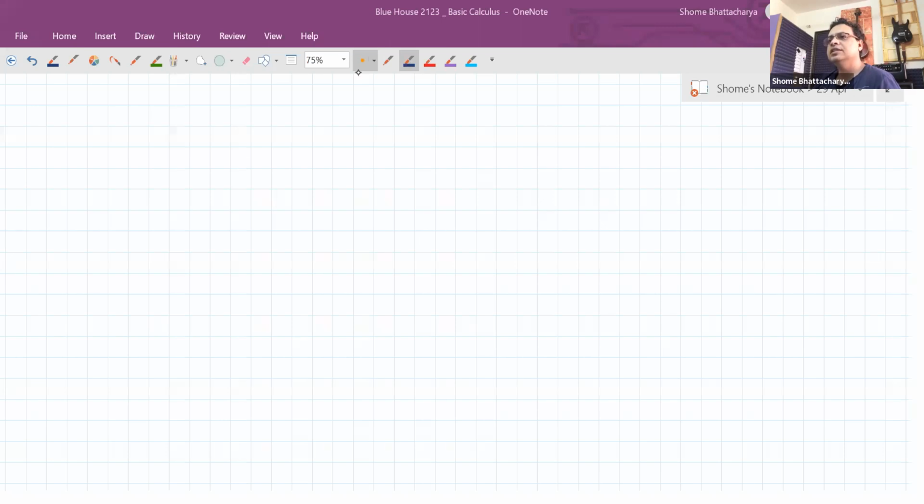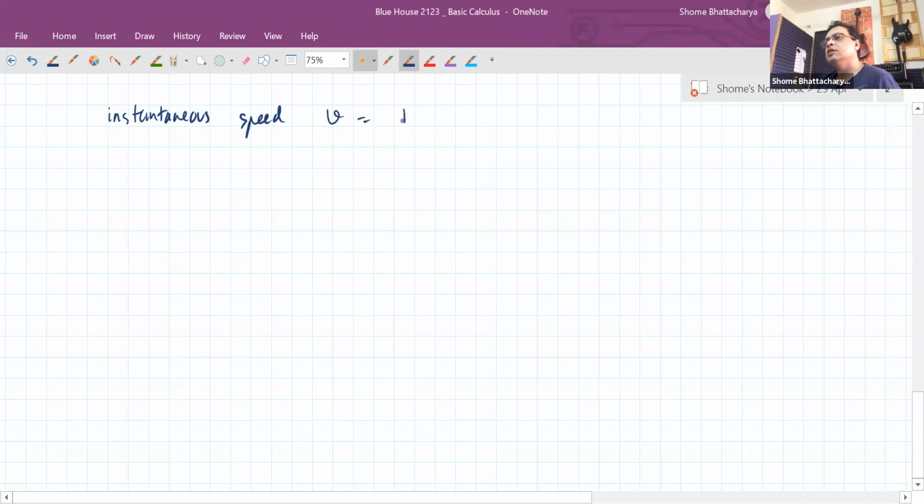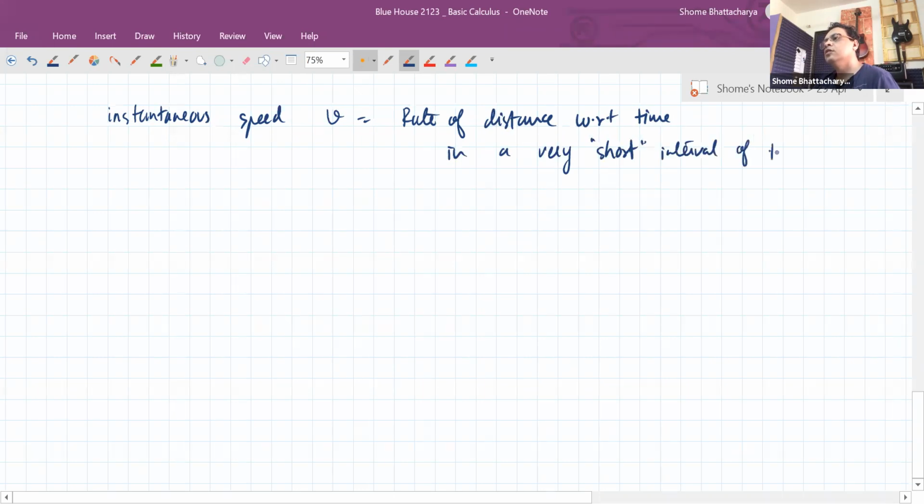You're saying that instantaneous speed is the rate of distance with respect to time, right, in a very short interval. That's what you said, or at least that's what you meant? Okay. So how do you think the speedometer measures this? Any idea? Rotations of the wheel. Yes. Sir, they probably calibrate it. Yes, very good.